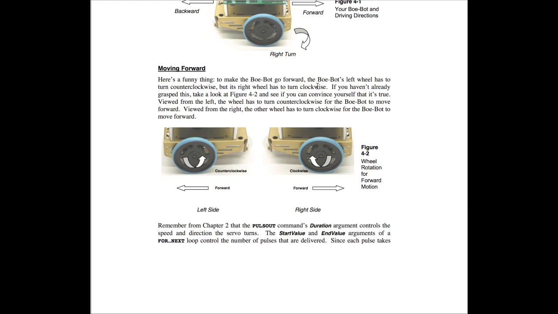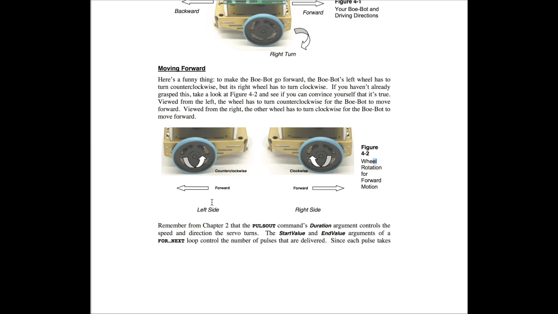Okay, moving forward, here's a funny thing. To make the Bobot go forward, the Bobot's left wheel has to turn counterclockwise, but its right wheel has to turn clockwise. If you haven't already grasped this, take a look at Figure 4.2. Okay, here's Figure 4.2 over here.